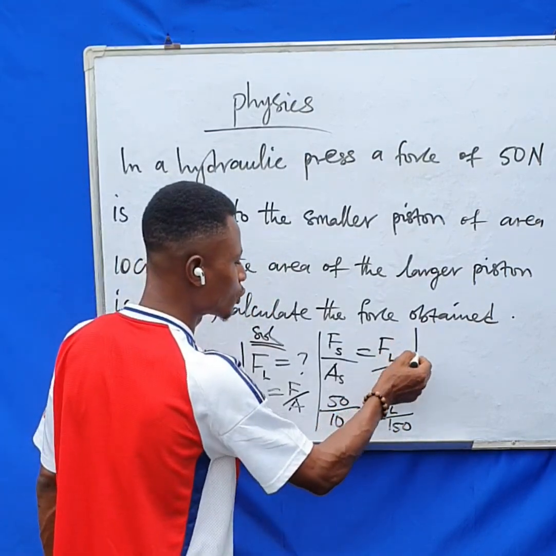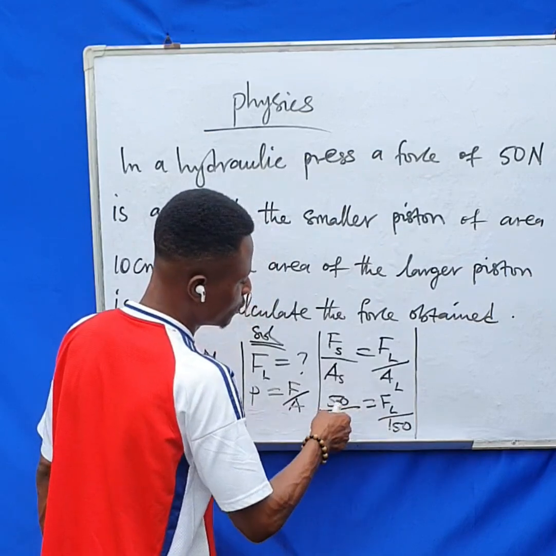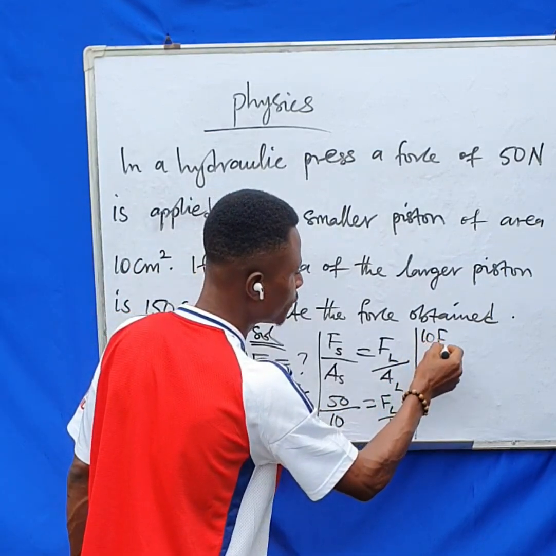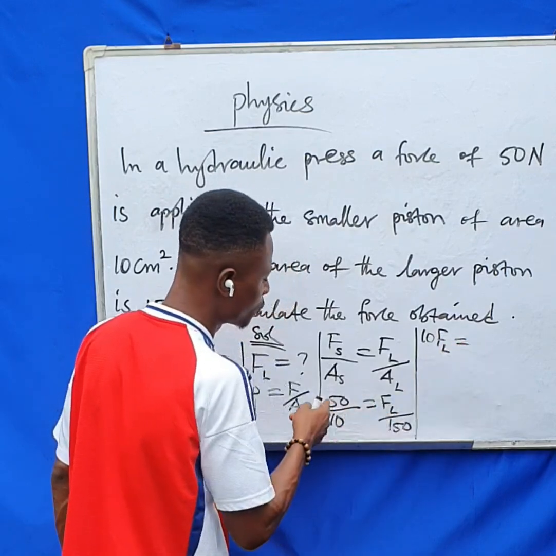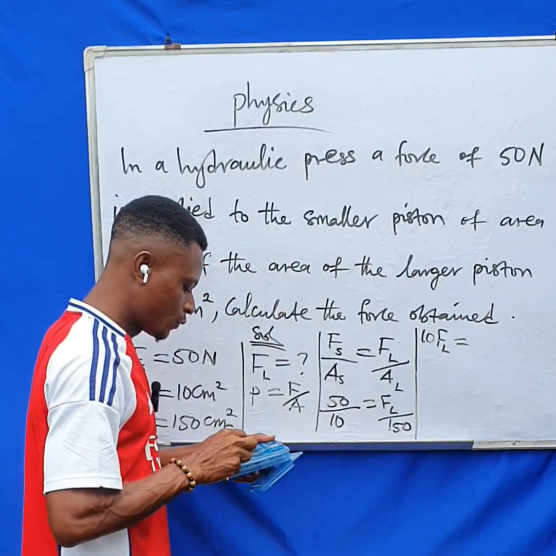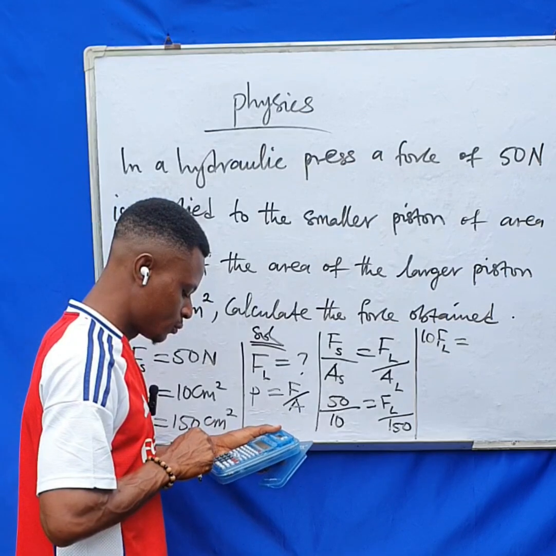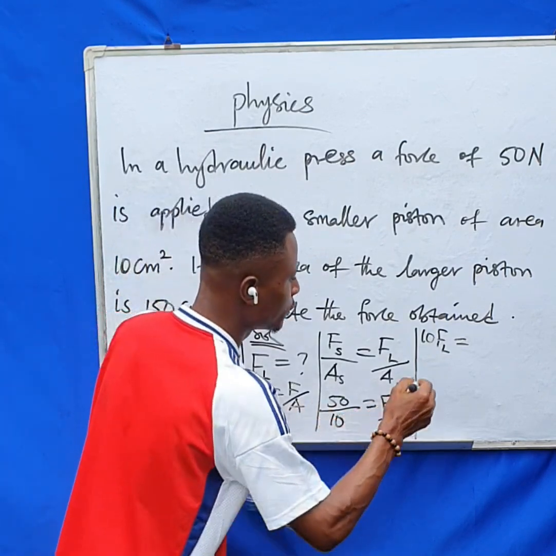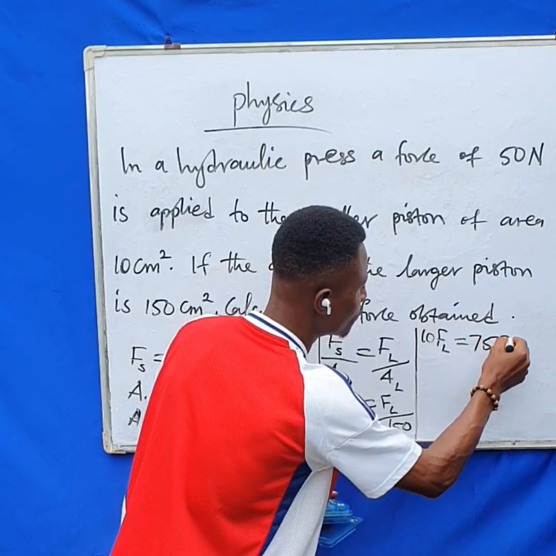The next thing to do is to cross multiply. 10 times Fl will give us 10 Fl equal to 50 times 150. 50 times 150 will give us 7,500.